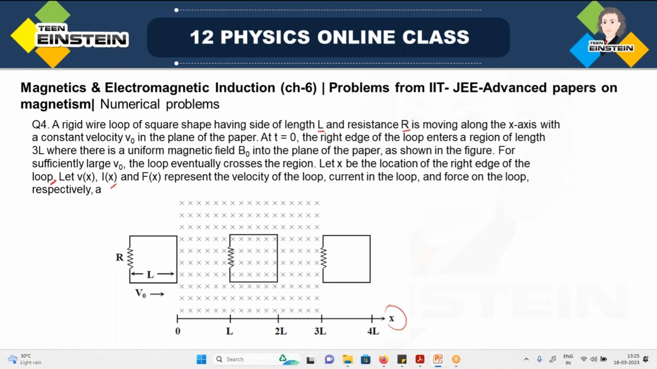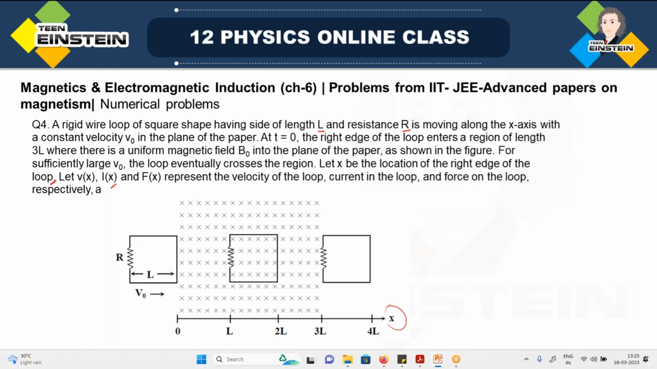Okay, so we have to choose the graph. Here this problem is based on motional EMF. The concepts one has to deal with are Lenz's law of induction and the magnetic force on a current carrying conductor.